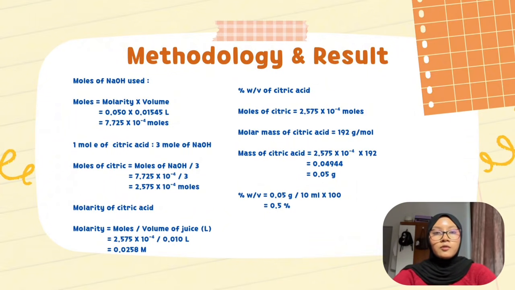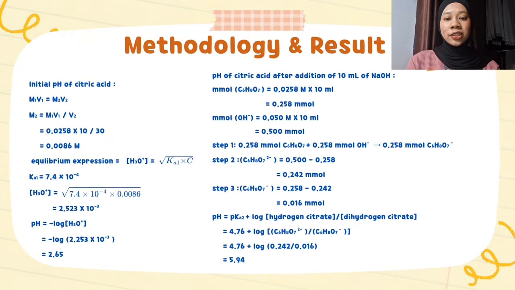So now let's move on to the next part. Because citric acid is a weak acid, the acid dissociation constant was used to calculate the pH of citric acid. First is the initial pH of citric acid. For the initial pH, H+ was calculated using the equilibrium constant formula. Then the calculated value of H+ was substituted into the pH formula. From the calculation, the initial pH of citric acid was 2.65.